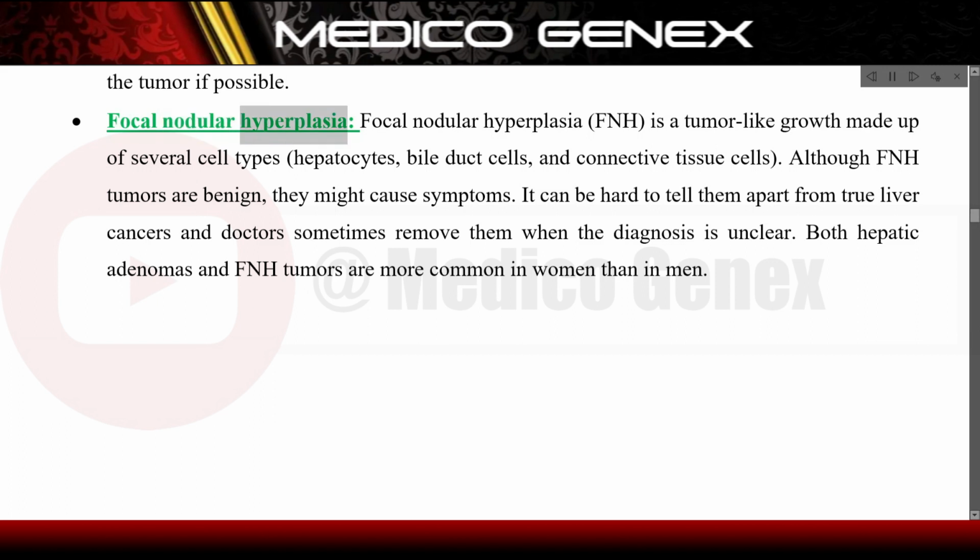Focal nodular hyperplasia. Focal nodular hyperplasia, FNH, is a tumor-like growth made up of several cell types: hepatocytes, bile duct cells, and connective tissue cells. Although FNH tumors are benign, they might cause symptoms. It can be hard to tell them apart from true liver cancers, and doctors sometimes remove them when the diagnosis is unclear. Both hepatic adenomas and FNH tumors are more common in women than in men.